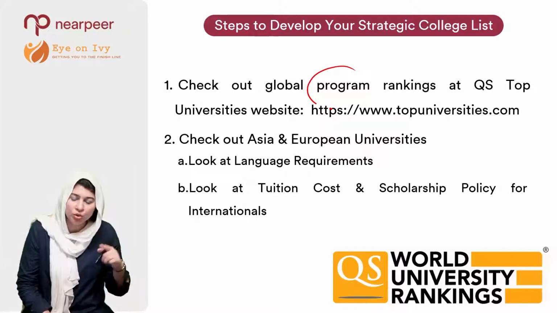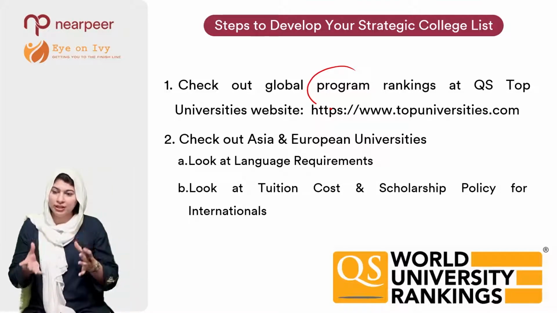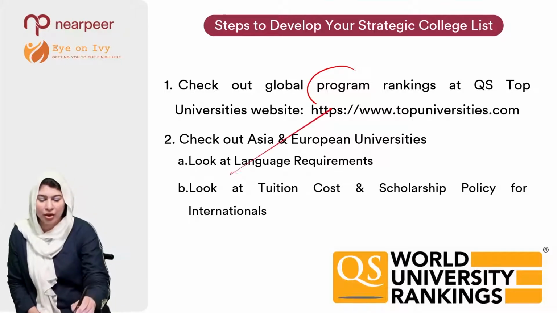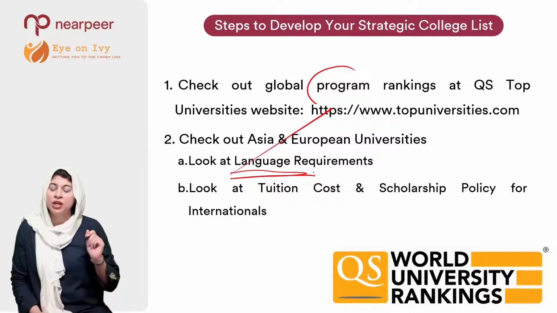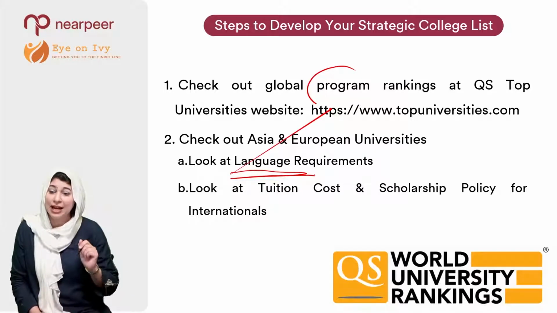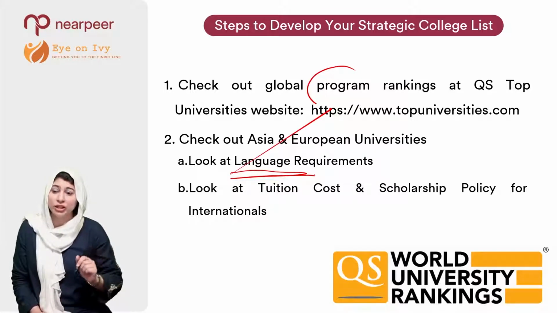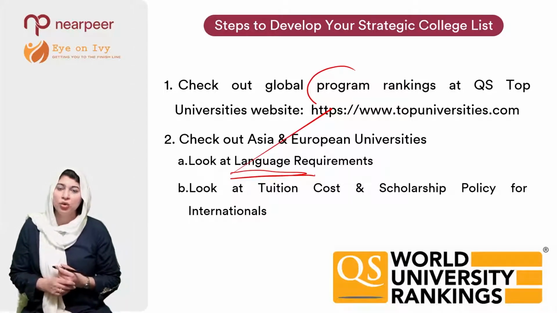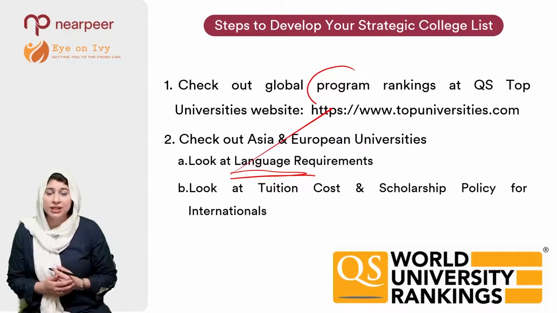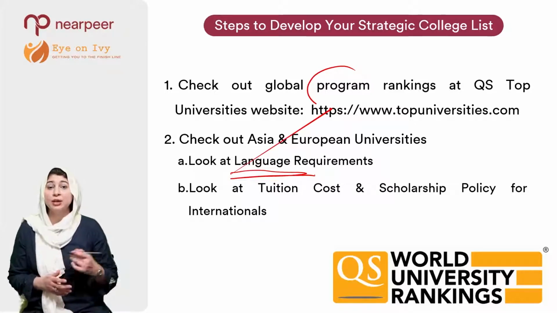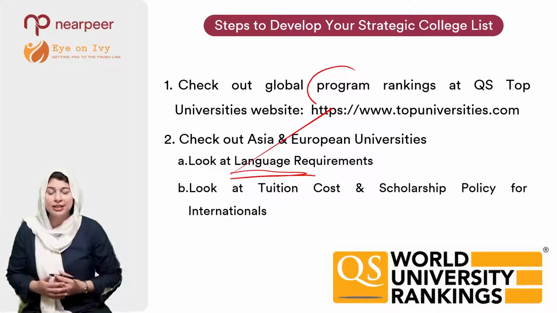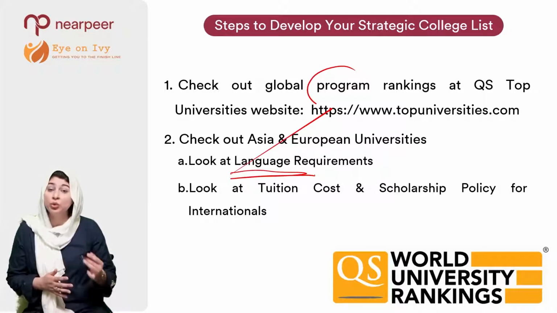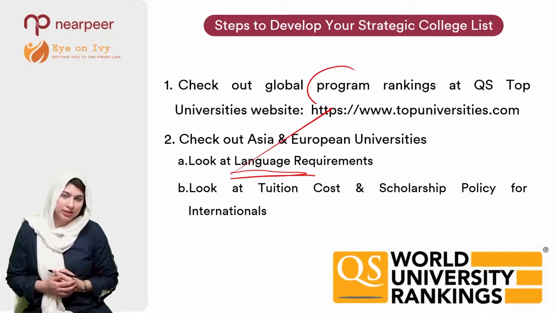So there are 2 things you should do when you are shortlisting your Asian and European universities. Number 1, you want to look at the language requirements. You want to make sure that that subject, that particular course is being taught in English. Sometimes, let's take Korea for instance. Korea has very, very good universities, particularly when you're looking at computer science and technology. It's really at the cutting edge of this, far better than UK and many of the US universities.